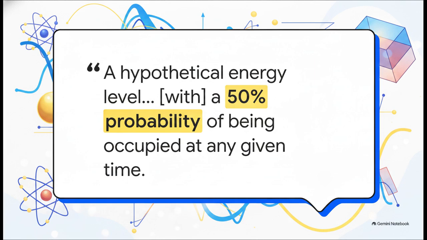To put it in statistical terms, imagine the Fermi level as a hypothetical energy tier. At thermodynamic equilibrium, this specific level has exactly a 50% probability of being occupied by an electron at any given time. Basically, it dictates the statistical odds of where electrons are actually going to sit inside a physical structure.